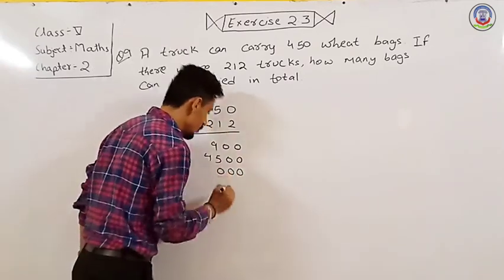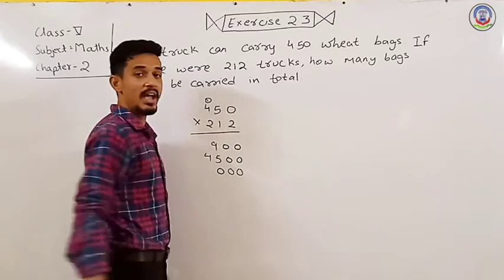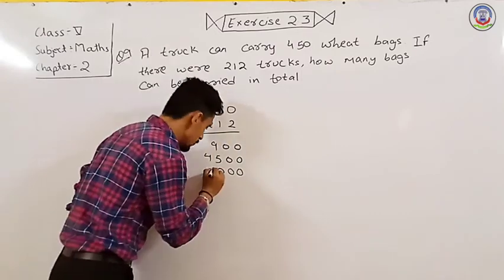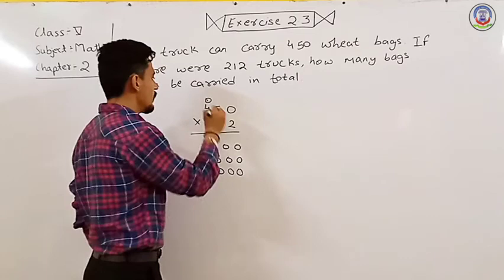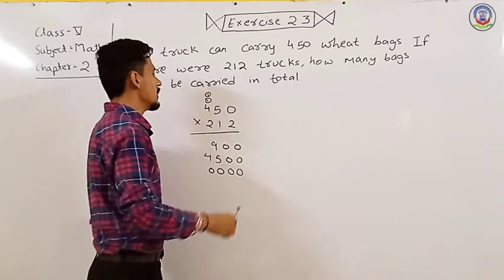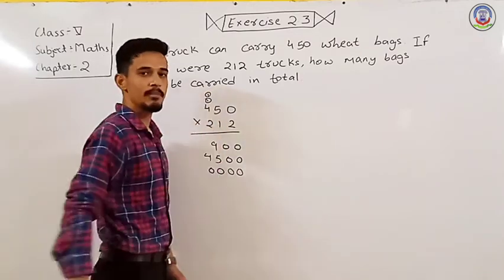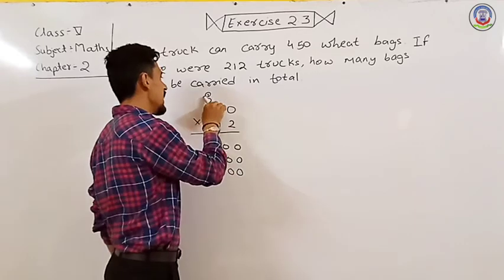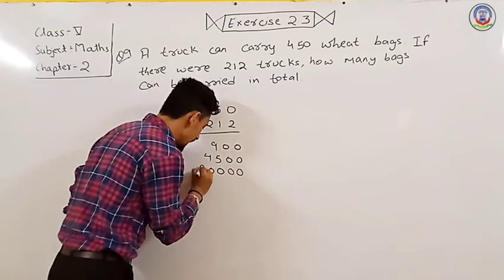It is 0. 2 multiply 5, it is 10. So we put 0 here and 1 goes to carry. Next we have 2 multiply 4. It is 8. And when we add 1 to it, it is 9.